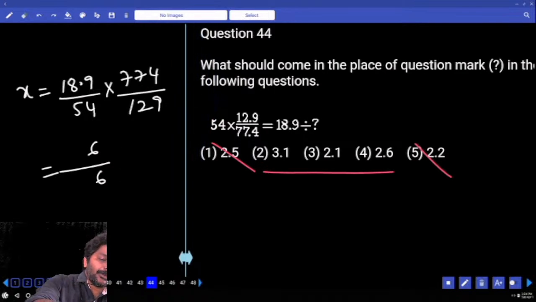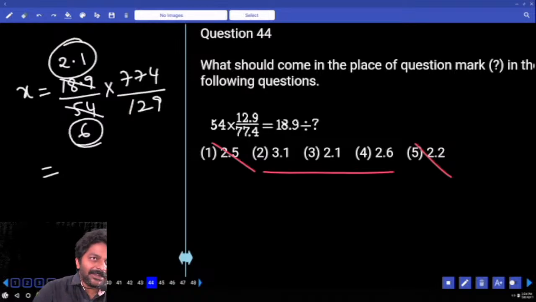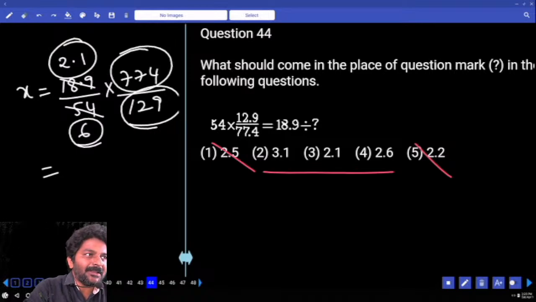So now what I'll do is, 9. Cancellation. 6 times 2.1 times. 3 multiple? Cancel? Yes or no? Do you have 3 multiple here in 129? In 774, do you have 3 multiple? Do you have 9 multiple?